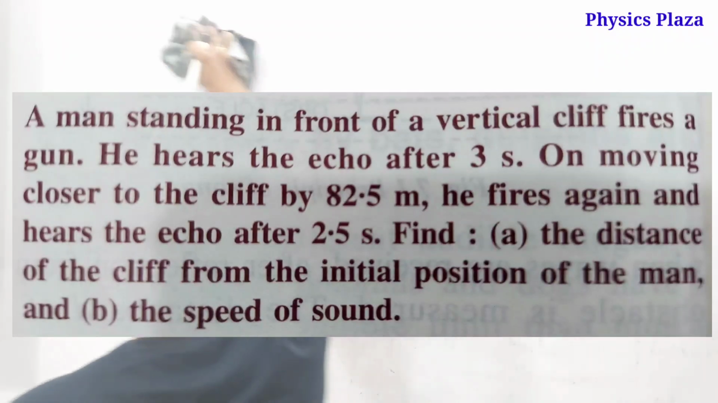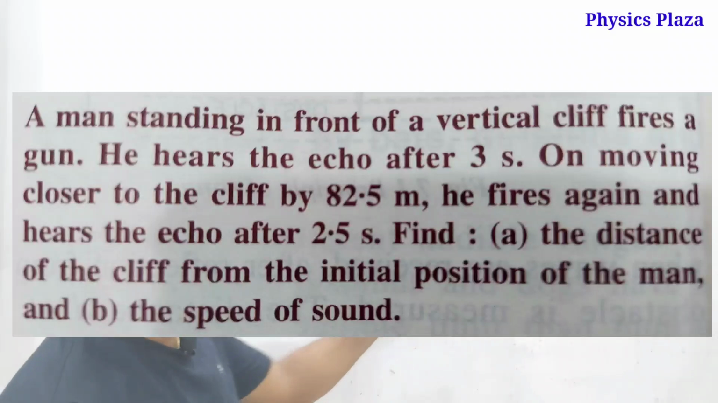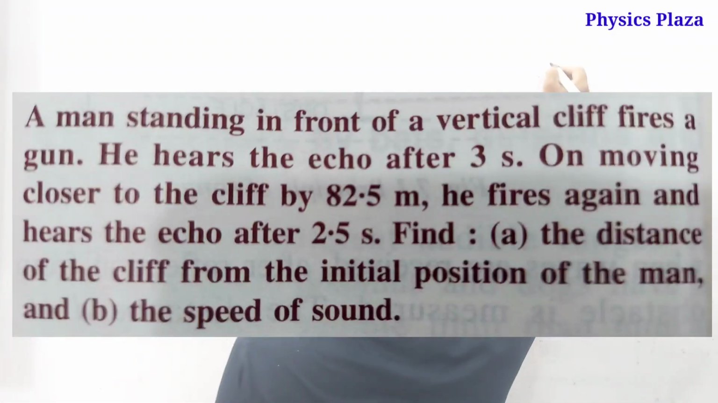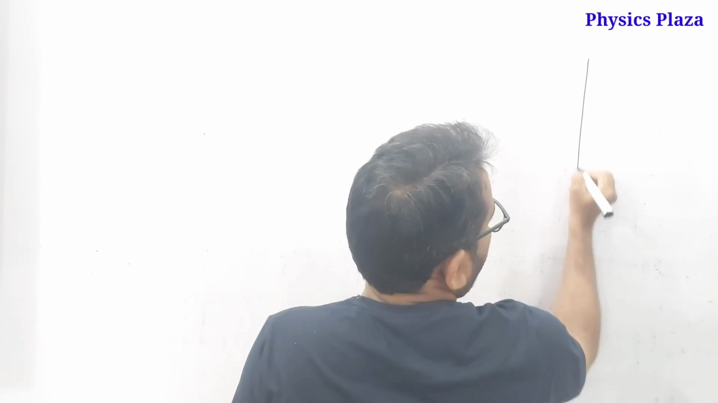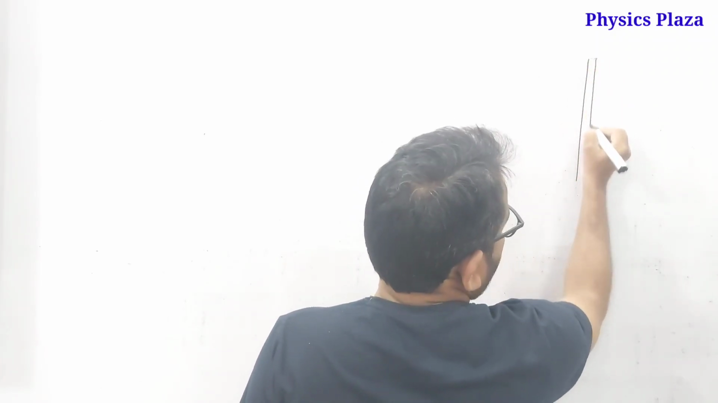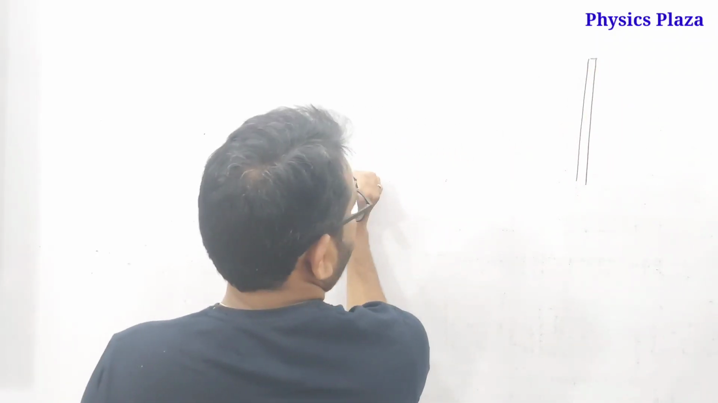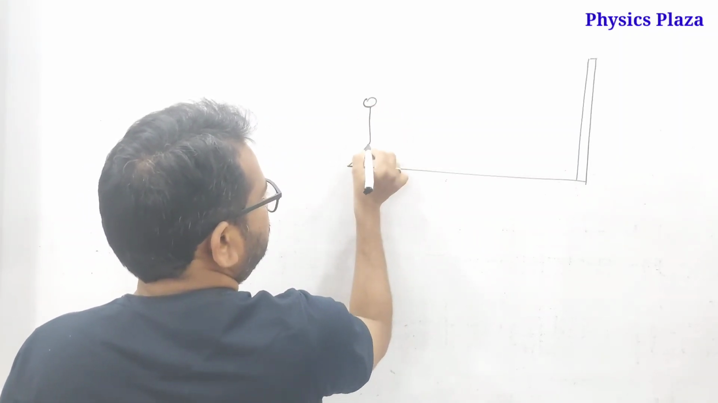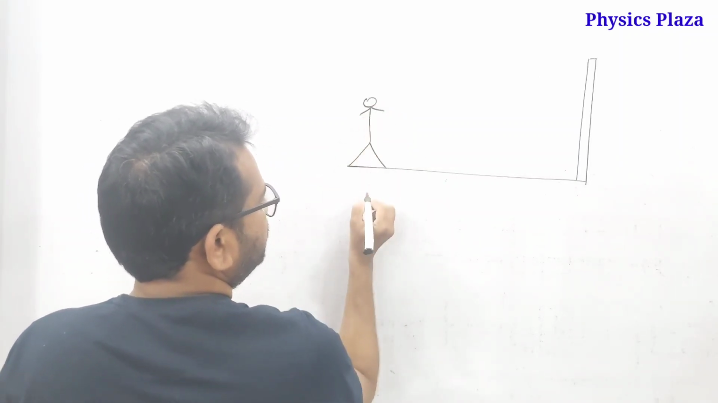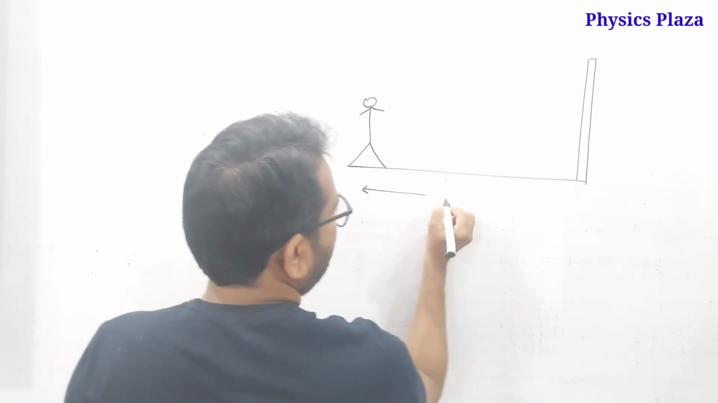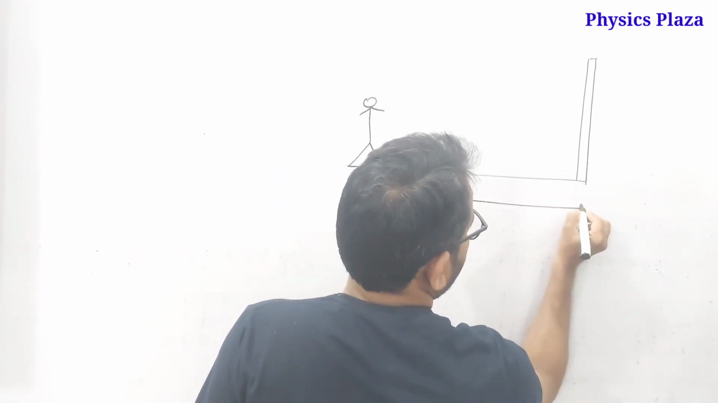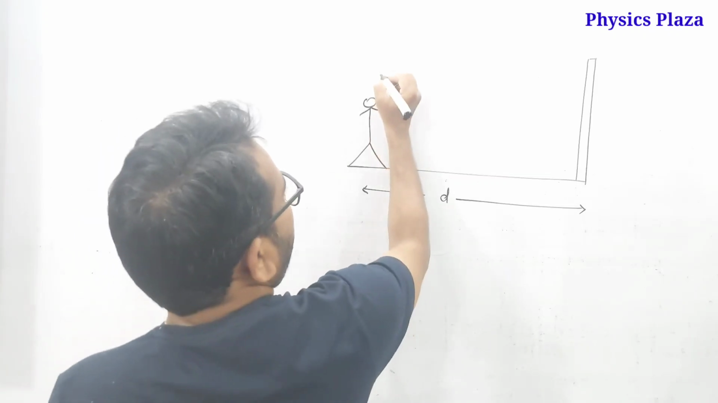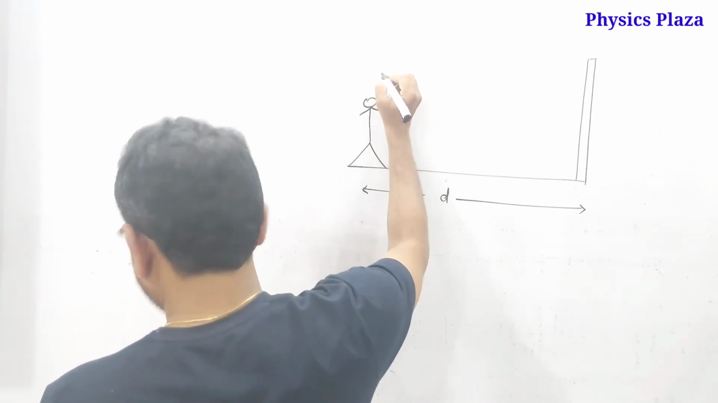Now let us see the third model, children. As per the third numerical, you can see it on the screen as usual. So let us say here is a cliff, and the person is standing. Let us say initially the person is standing at some distance. It is not given. Let us say distance d. Here he makes some sound so that he can hear an echo in some 3 seconds.